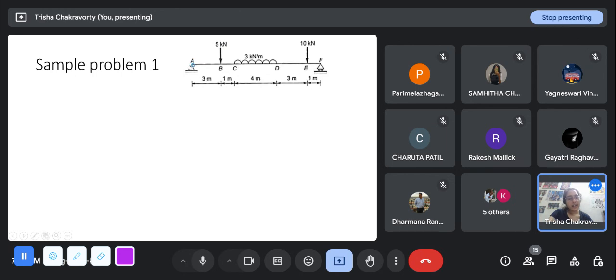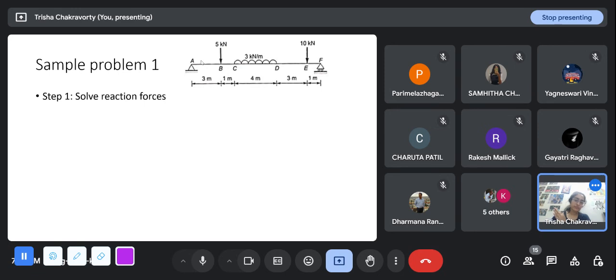At A, I know it is a hinge support, so there will be a reaction force in the y direction, and there will be a moment reaction about the z axis. At this point, this is a roller support, so there will be a reaction force in the y direction. This is what I know. Going to the problem, the first step is to solve the reaction forces.